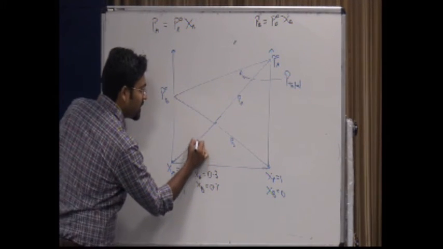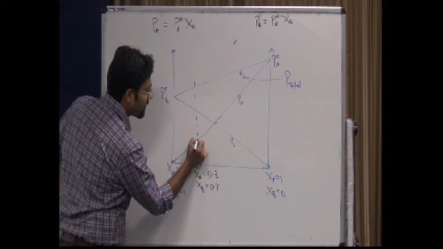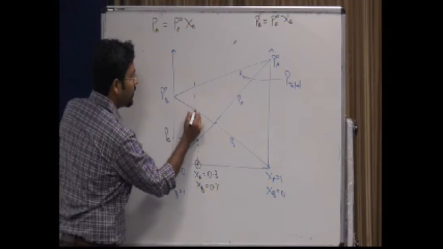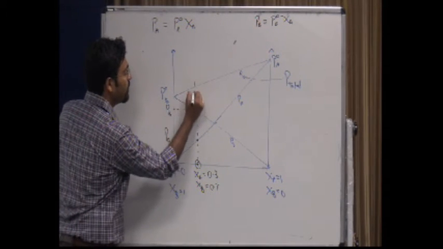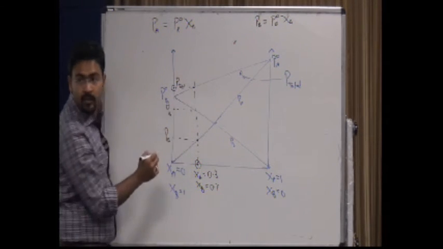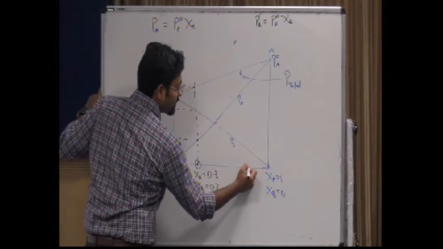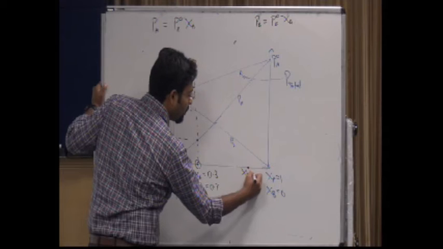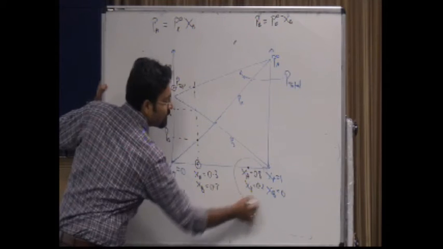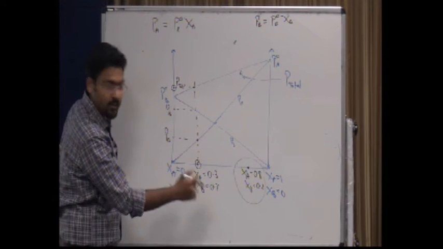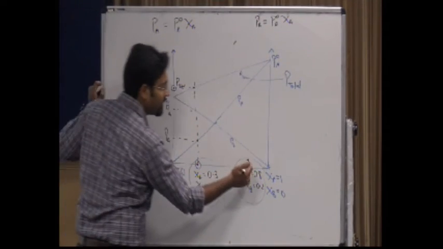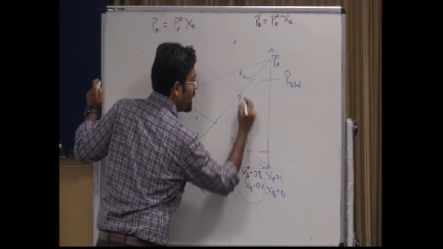At this composition, if I create a marking here, this point will give me the vapor pressure of A. This point will give me the vapor pressure of B. This point will give me the total vapor pressure of the mixture at this composition. For another composition, it will be different. For example, take a reverse composition where XA is 0.8 and XB is 0.2. This is the mixture enriched with A, and the other is enriched with B. Here I can see the vapor pressure of B is higher than that of A, but in this case the vapor pressure of A is higher than that of B.